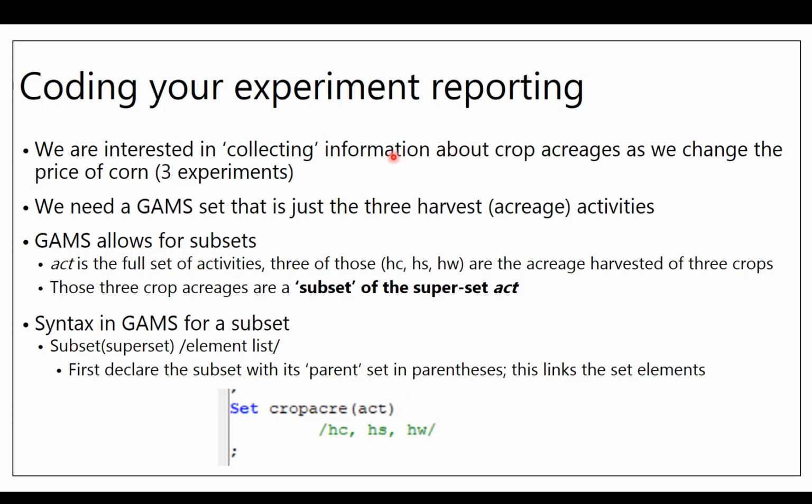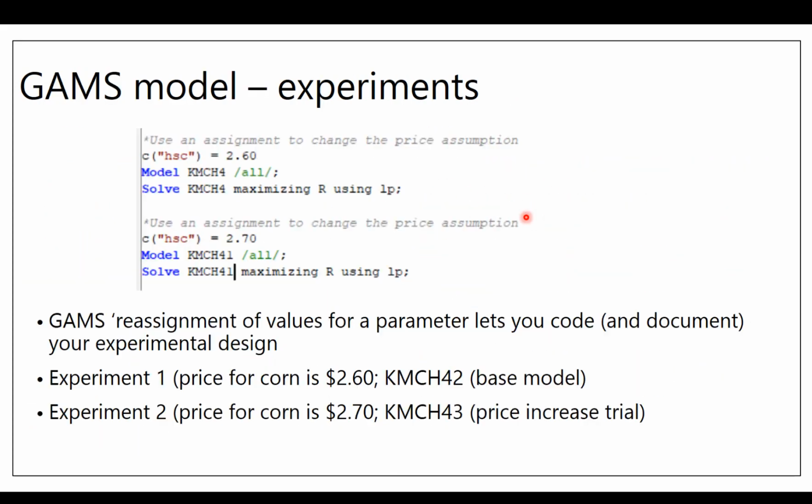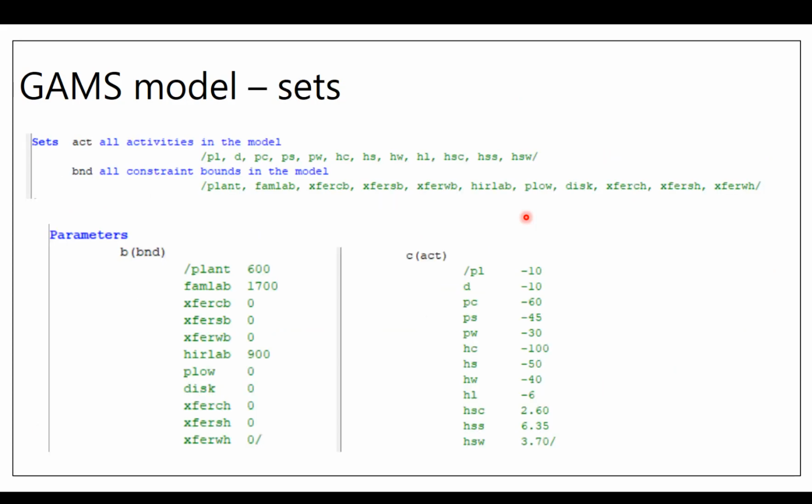Okay, so we're interested in collecting information about crop acreages. That's the design of this problem as we change the price of corn. So we're running 3 experiments. So I need a GAMS set that is just going to look at the harvested acreage activities. So let's go back to our initial setup here.